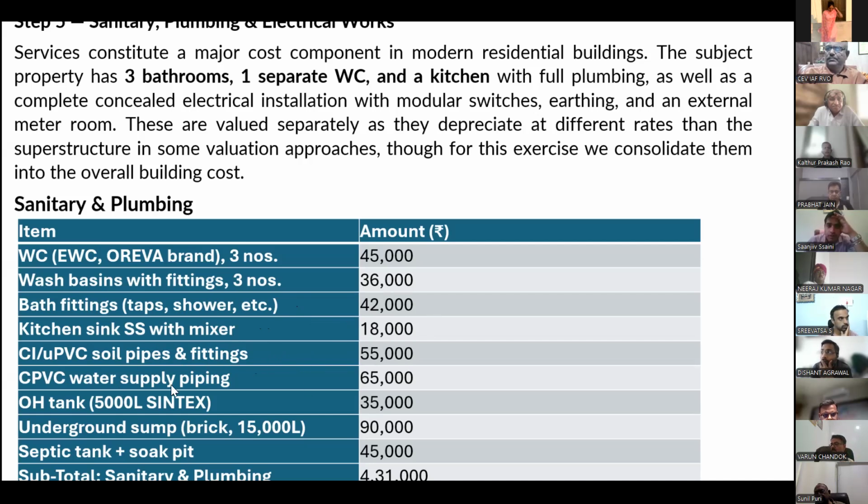Then PVC soil pipes and fittings, 55,000. Water supply piping, 65,000. Overhead tank, 5,000 liters Syntex, 35,000. Underground sump, 15,000 liter, 90,000. Septic tank plus soak pit, 45,000. If this is available there, or if it is a direct supply, then you can take that into consideration. So total sanitary and plumbing comes out to be 4,31,000.